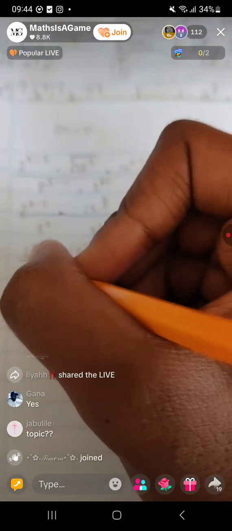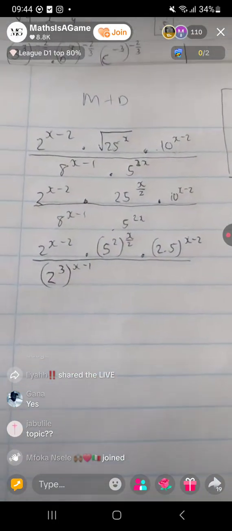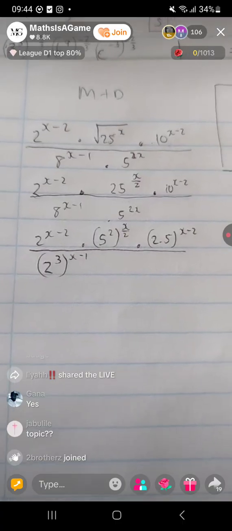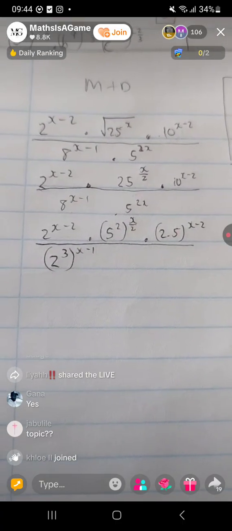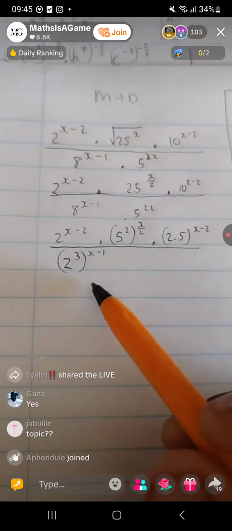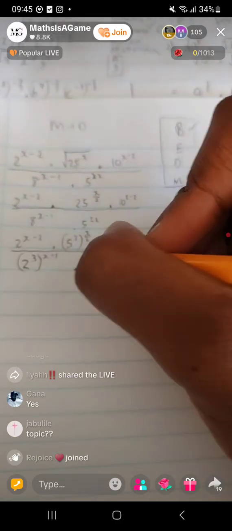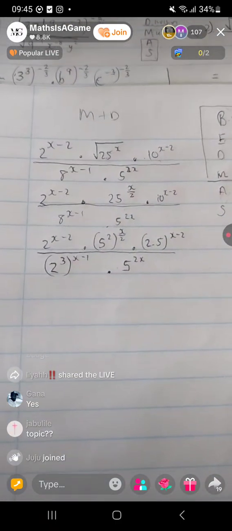8 is 2 to the power 3. Press 8 in your calculator, you press equal, you press shift, you press fact, and you get 2 to the power 3. Then you put it in brackets, you write x minus 1 outside. 5 is already prime, no problem.